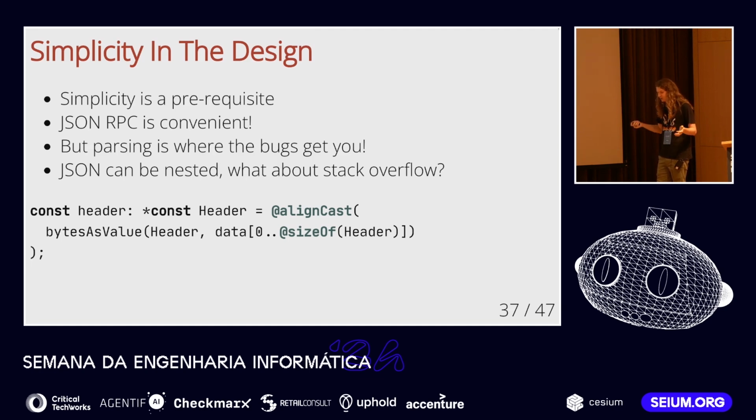TigerBeetle is a distributed database, so it needs to talk over the network to other instances of TigerBeetle. How would you do this? Well, typically you use JSON, or you use HTTP, or you use gRPC. But these technologies are complicated. JSON in particular requires parsing text, and parsing text is where the bugs get you, especially if you are using an unsafe programming language.